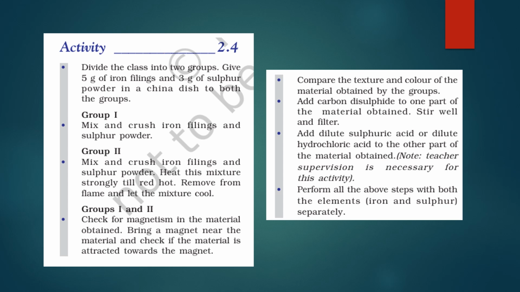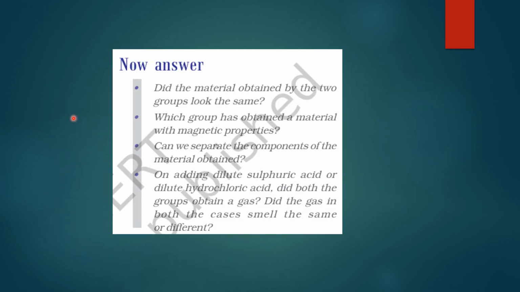Correct? तो जब आप ये सब एक्टिविटीज करोगे तो आपको क्या ऑब्जर्व करना है? You have to observe like, did the material obtained by the two groups look the same? Which group obtained a material with magnetic properties? Can we separate the components of the material obtained? And on adding dilute sulfuric acid or dilute hydrochloric acid, did both the groups obtain a gas? Did the gas in both the cases smell the same or different? तो ये सब आपको observations करने हैं, correct?